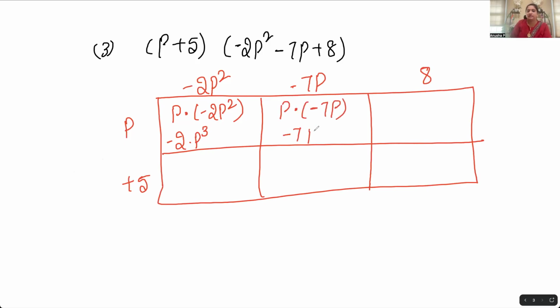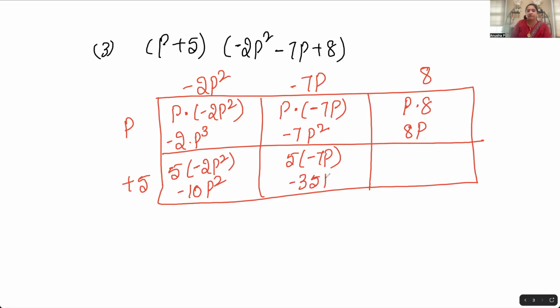P times p is p to the power of 2. p times 8 is 8p. 5 times negative 2p². 5 times negative 2 is negative 10p². 5 times minus 7p. 5 times negative 7 is negative 35p. And 5 times 8 is 40.